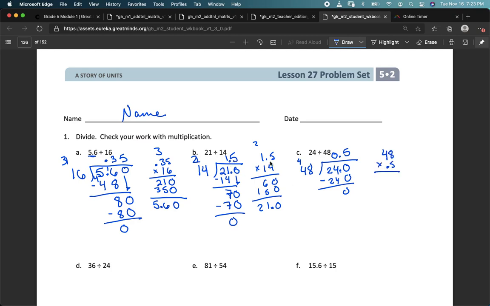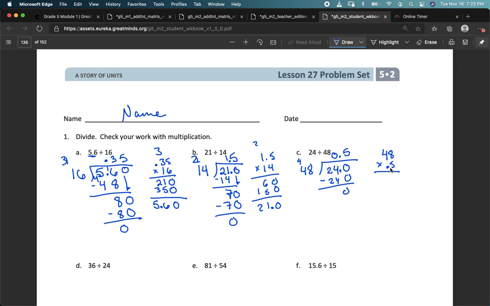And notice here I multiplied with my quotient on top and my divisor on the bottom, and here I put the divisor on top and the quotient on the bottom. It doesn't matter. Remember, multiplication, you can go either way.